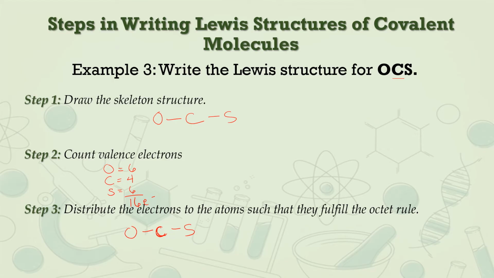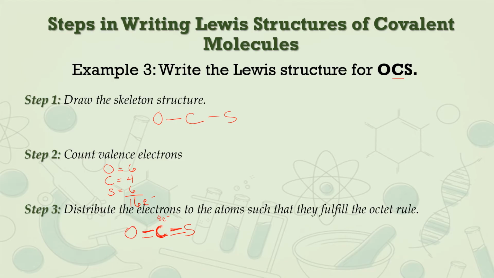For this time, I'm going to start with carbon. So carbon in here has 2, 4 electrons, so it needs 4 more to make it 8. So I'll draw another 2 lines. So for carbon, it has 2, 4, 6, 8 already. So carbon is already stable.